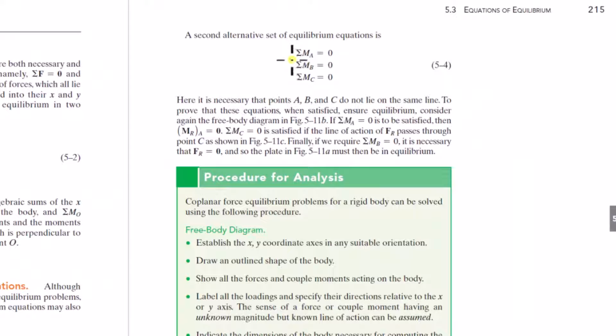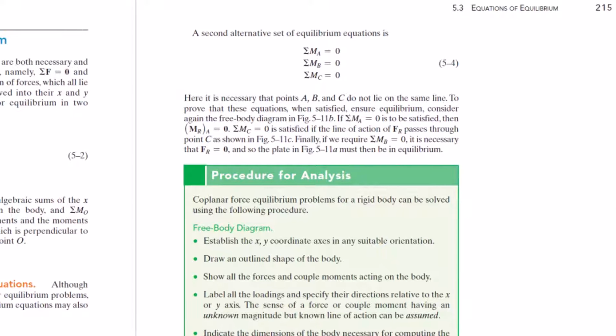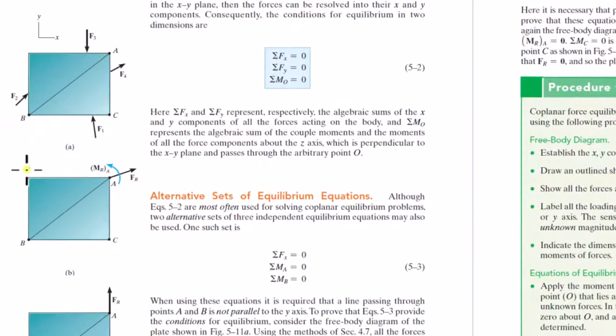You can sum moments about three separate points. In this case, it's necessary that the three points A, B, and C don't lie on the same line. All right, to prove that these equations, when satisfied, ensure equilibrium, consider again the free body diagram of figure 5.11b. All right, so we come here.